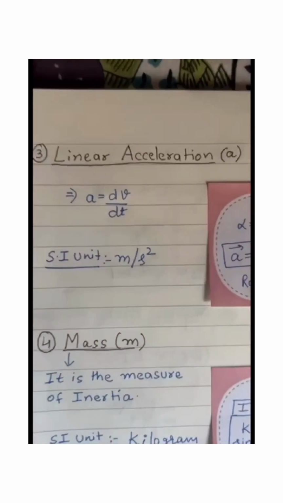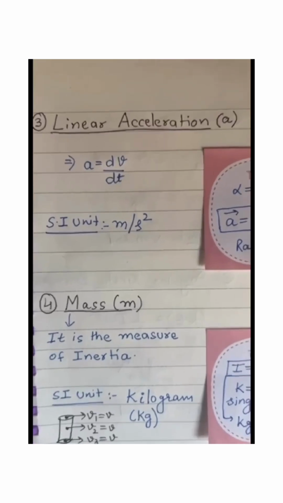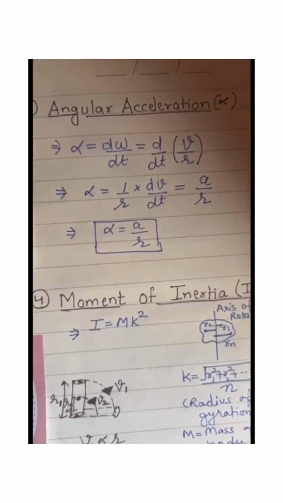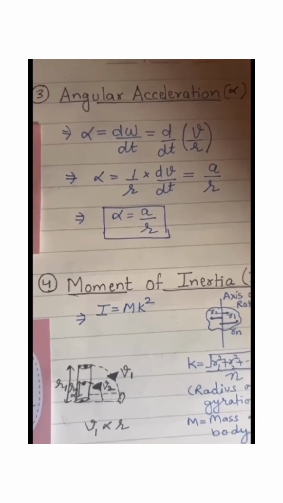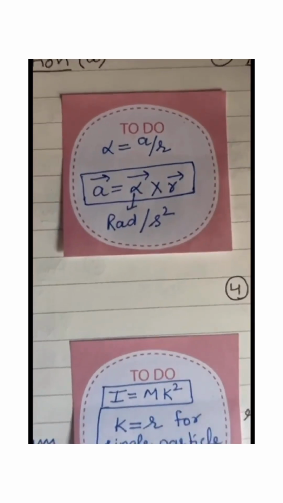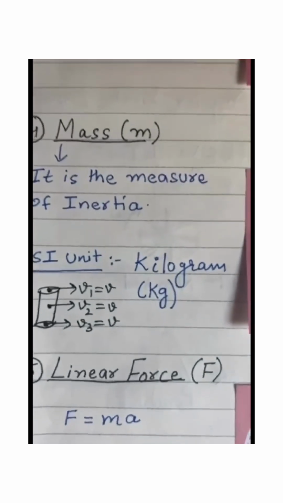The next term is the analogy between linear acceleration, which is change in velocity upon time taken, and angular acceleration, which is change in angular velocity upon time taken. We can put the formula of angular velocity, which is v by r. Again, 1 by r is taken out as it is constant, and dv upon dt is the linear acceleration. From there we have found the relation between linear and angular acceleration.